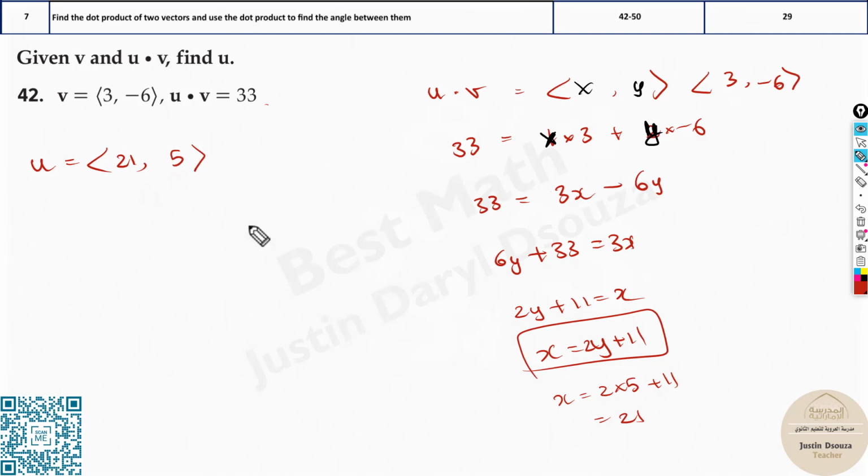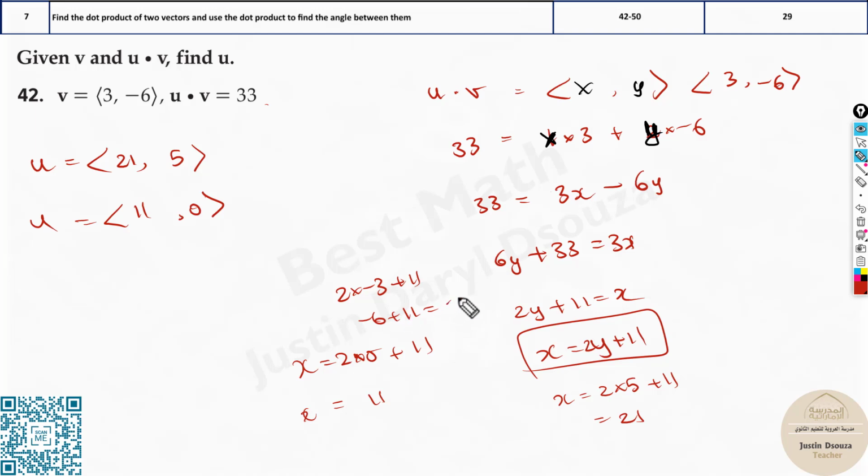Say, let me choose 0. Here, y value is 0. So what happens here? Instead of y, it will be 0 plus 11. So what is the answer? It's 11. X is 11. Now, you can even take a negative number. These are all answers. I'll show you in a minute why this is true. So let me take minus 3. If it's minus 3, 2 times minus 3 plus 11. So it'll be minus 6 plus 11. You will get positive 5. So x is positive 5 and y is minus 3. And you can keep on going.